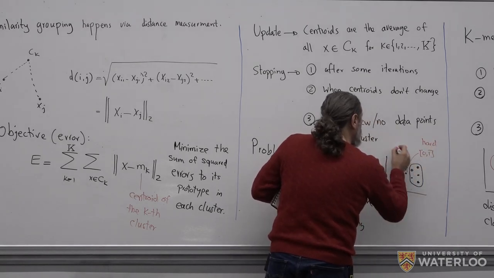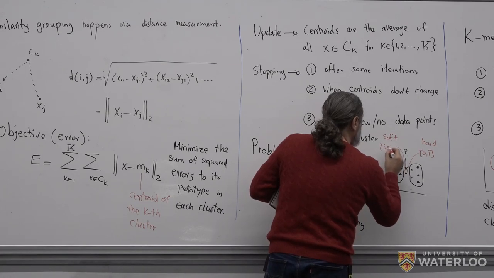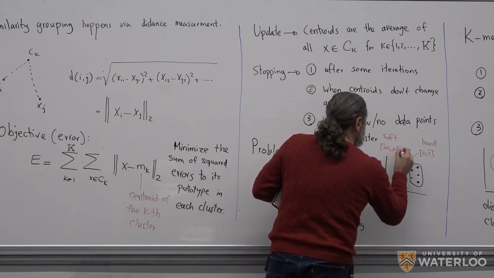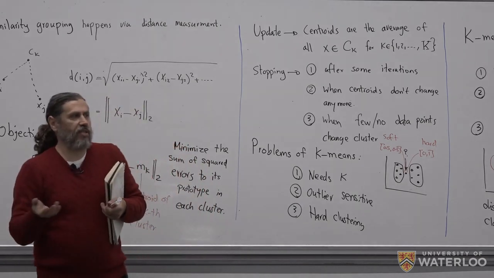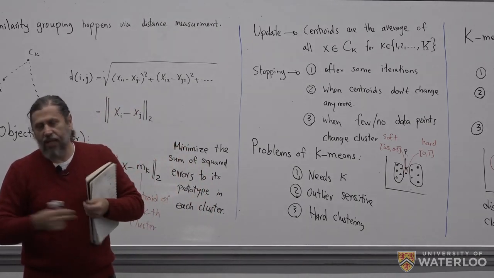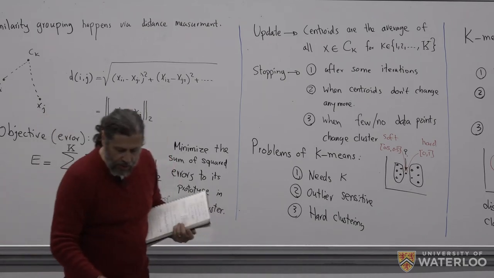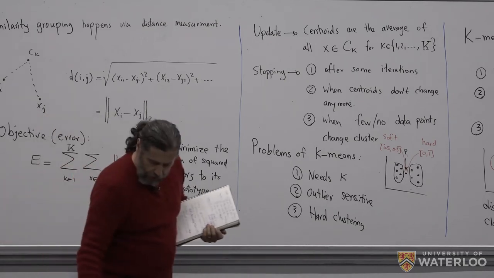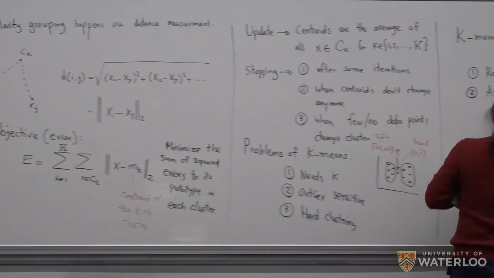If I do soft clustering, it will tell me 0.5, 0.5. It's 50-50. I don't know. It's an honest answer. K-means cannot do it. But we will come and talk about some techniques that can. Okay. Good.